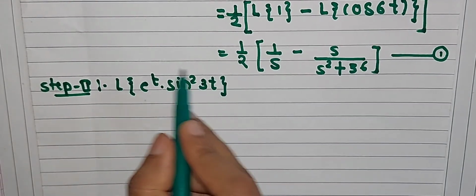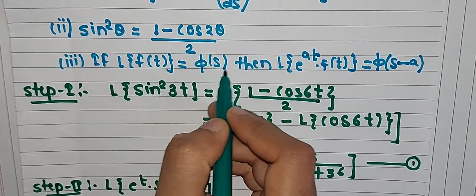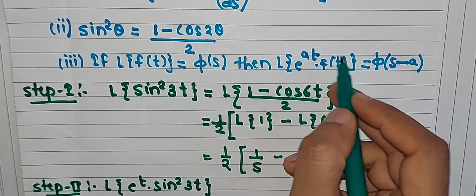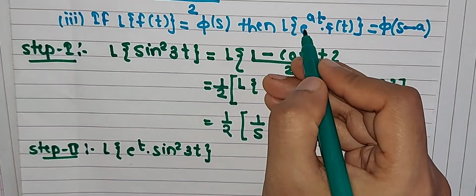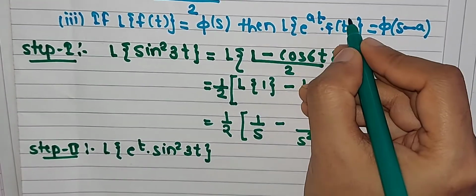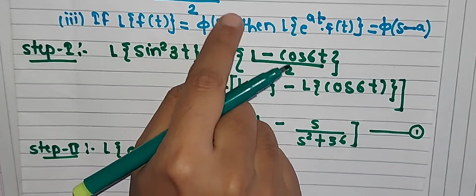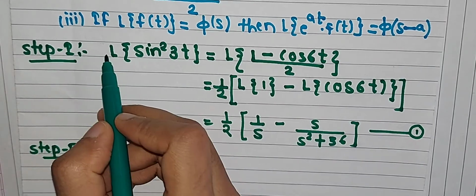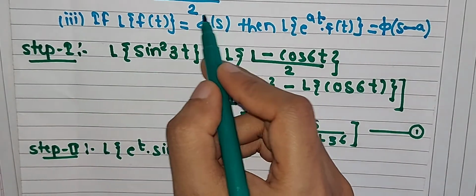To obtain the value of this function we will use the first shifting theorem. When Laplace of f of t is equal to some function phi of s, then Laplace of e raised to at into f of t can be written as phi of s minus a. Observe that here we have e raised to t, so a is equal to 1, and f of t is sin square 3t. Laplace of f of t is a function of s only. We have obtained this value in step number 1, and it is nothing but our phi of s.